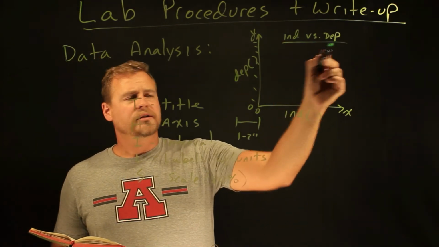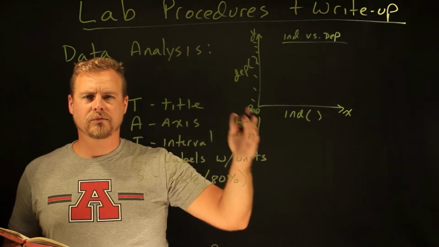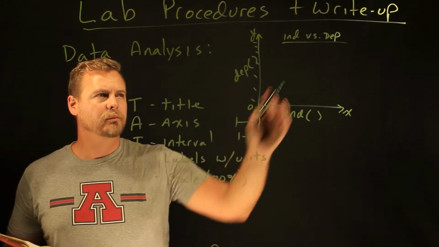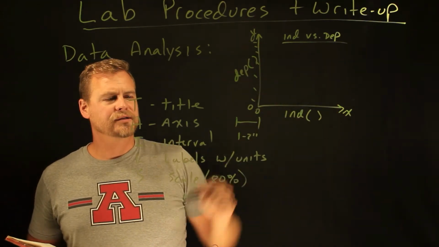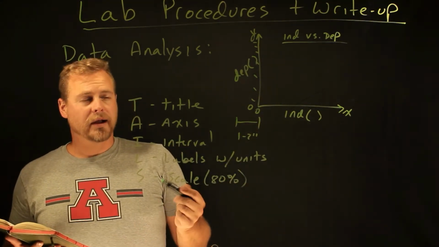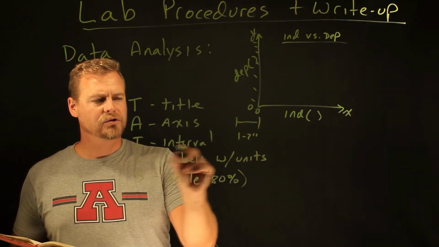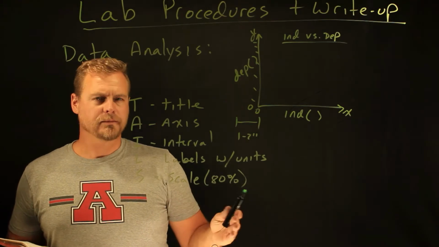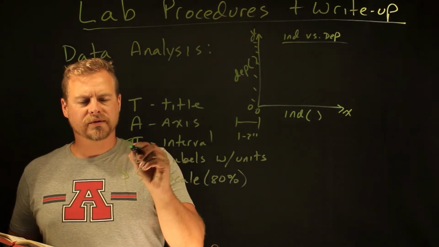You're also going to need to include a title, so a descriptive title of the graph, whatever it is you're comparing typically. That'll be simple enough for us. You want to make sure you're labeling your axes, that you're starting at 0, and then your intervals need to be the same. And the intervals go along with the scale.